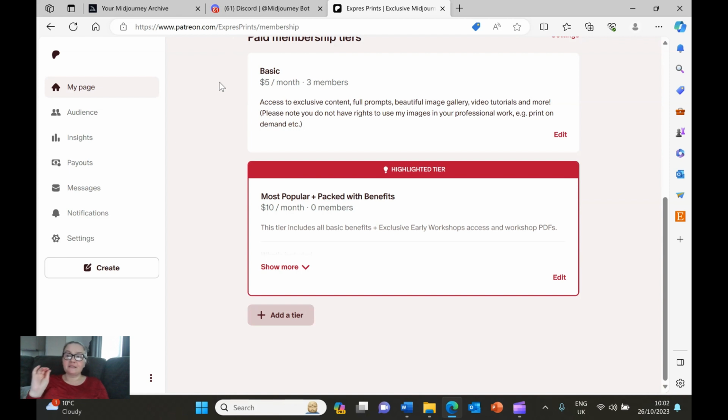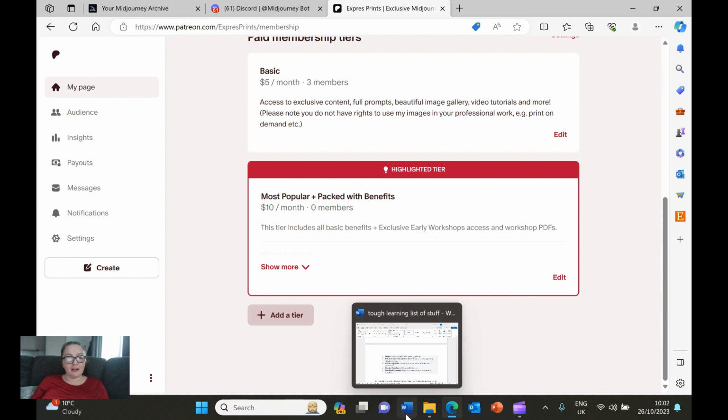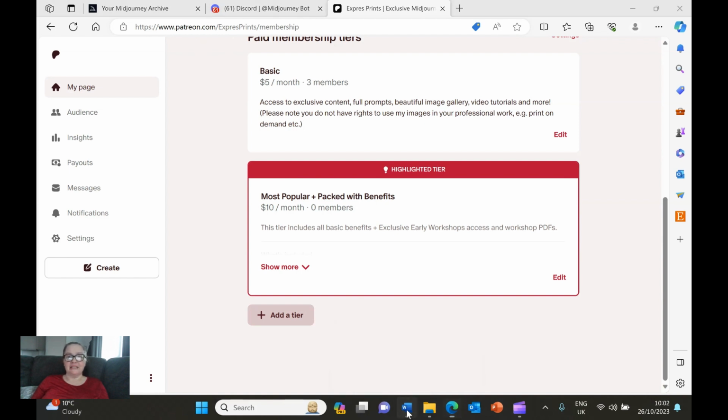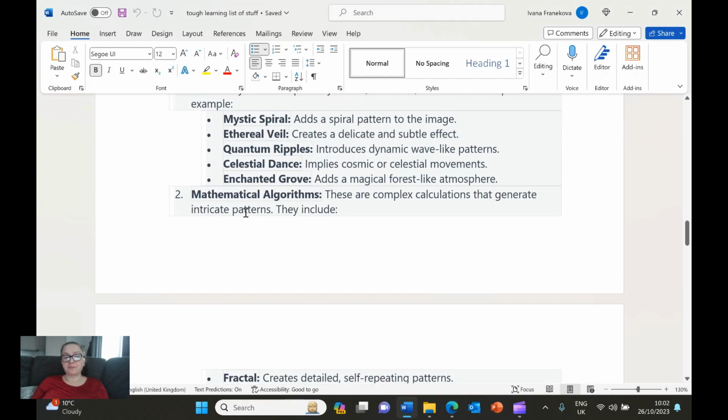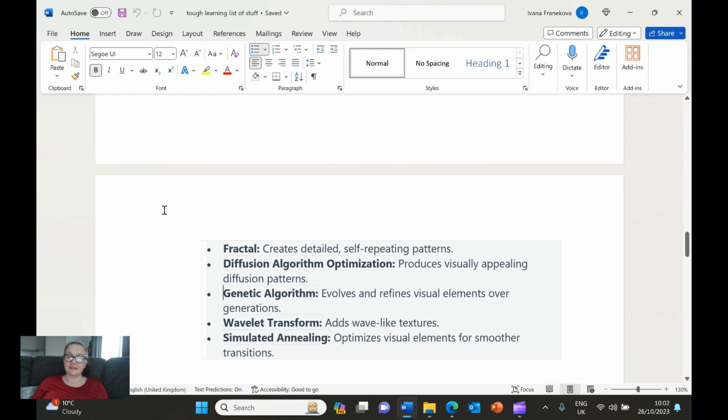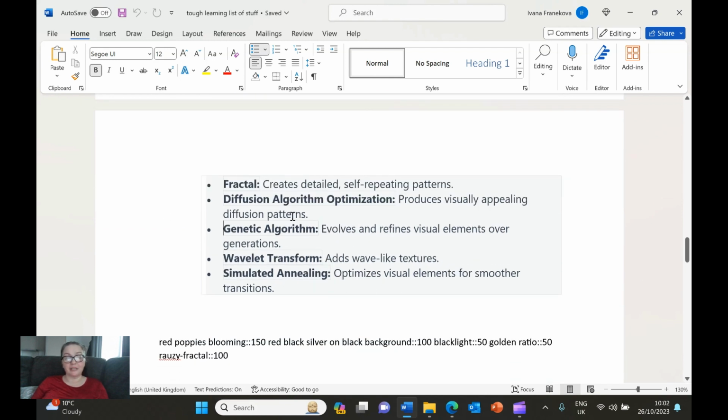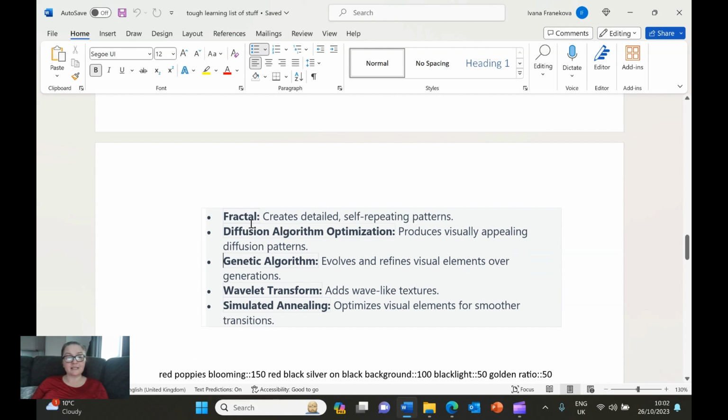Okay, guys, so in this first tutorial, I would like to call it Introduction to Math Algorithms in Our Prompts. And what do math algorithms mean in Midjourney, in art? Mathematical algorithms are complex calculations that generate intricate patterns. And here are some of the math algorithms that we will be using throughout our courses.